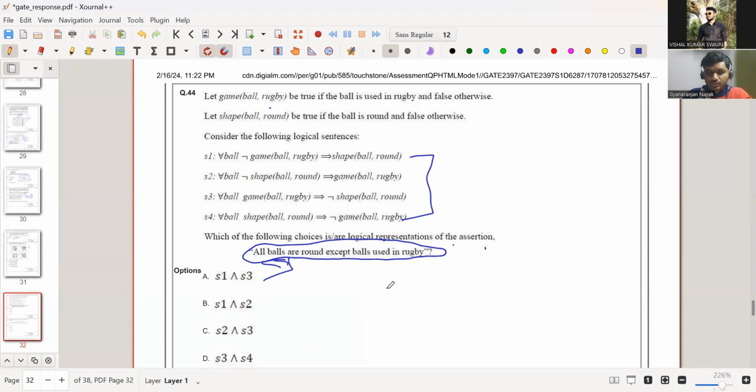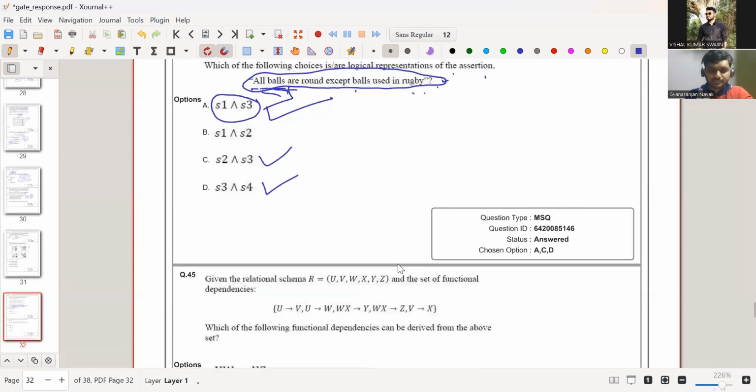So here, if you compare option A, S1 and S3, in S1 and S3 it is true. If you compare statement 1 and statement 3, you find this statement, that is, all balls are round except balls used in rugby, so option A is correct. Similarly, option C and option D are also correct. Okay, we proceed for next.